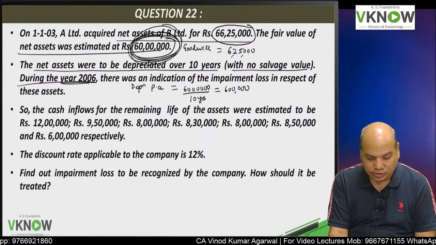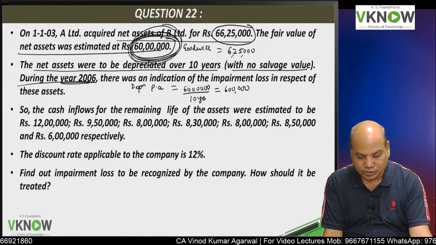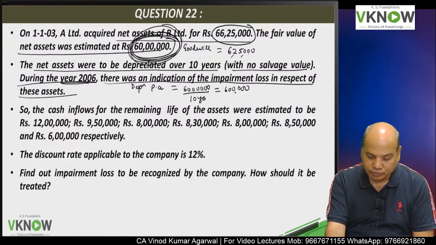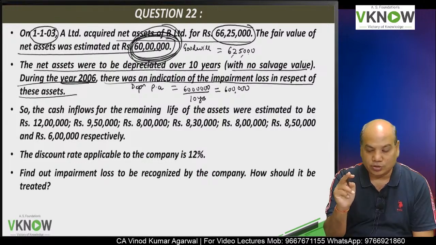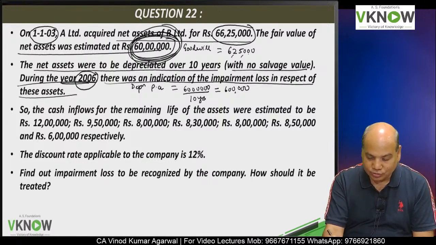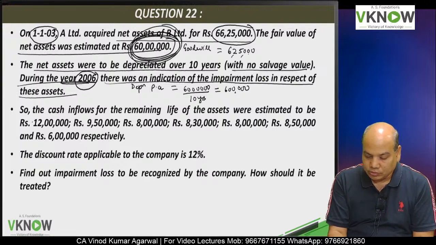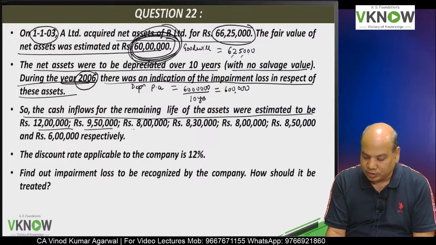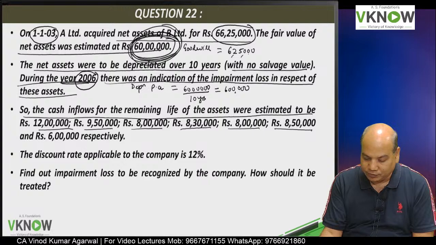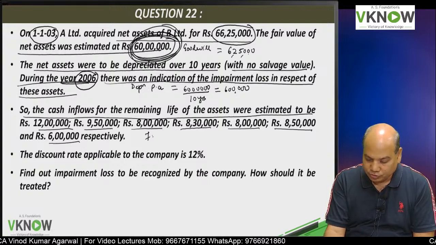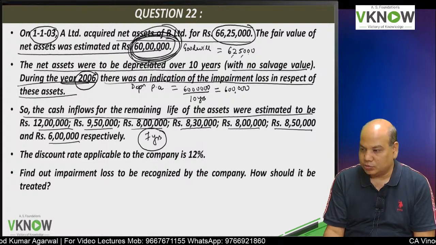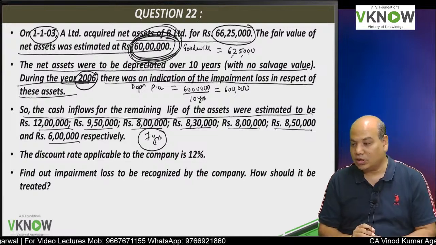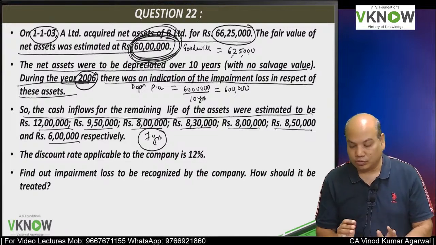During the year 2006, there was an indication of impairment loss in respect of this asset. This asset was purchased on 1/1/2003. Now it is 2006. So the cash flow for the remaining life of the asset was estimated to be 12 lakh, 9,50,000, 8 lakh, 8,30,000, 8 lakh, 8,50,000 and 6 lakh. So 7 years future cash flows they have estimated, which means 3 years are over. Out of 10, 3 years are over.